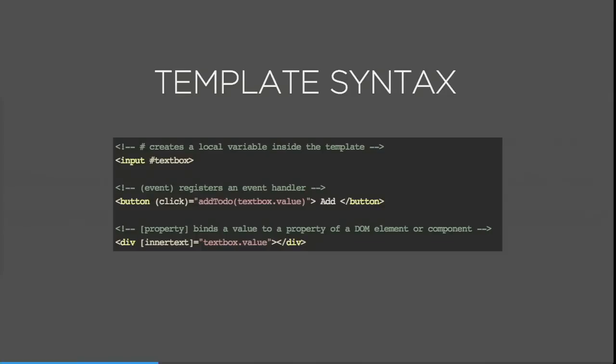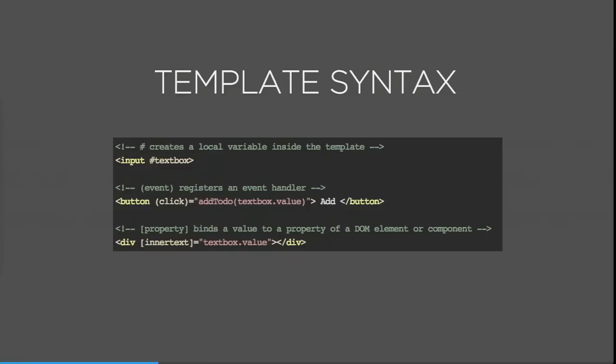The second one down, we are registering a click event, and we're calling the addTodo method from the click event. We know that the addTodo method exists because it's on our component's controller. And I'm passing that addTodo method a string value, which is the value of the local variable textbox that I created before.